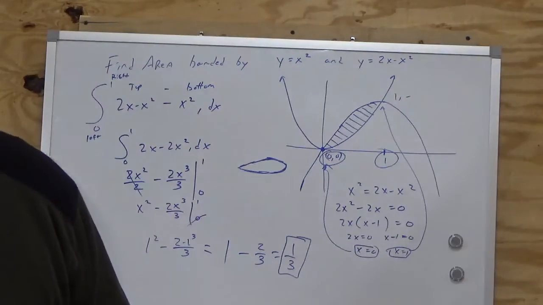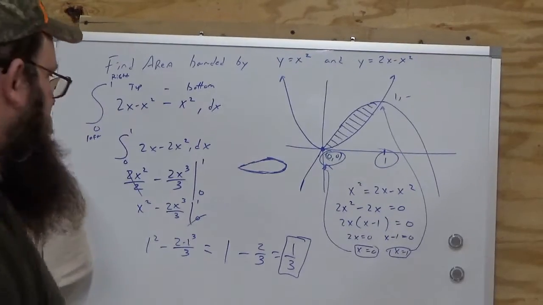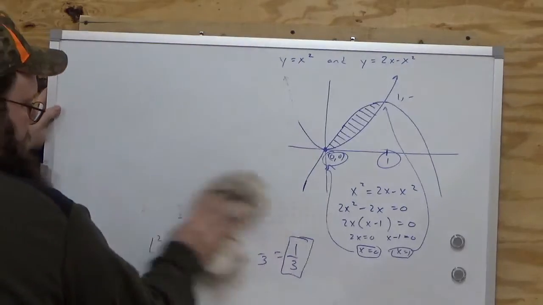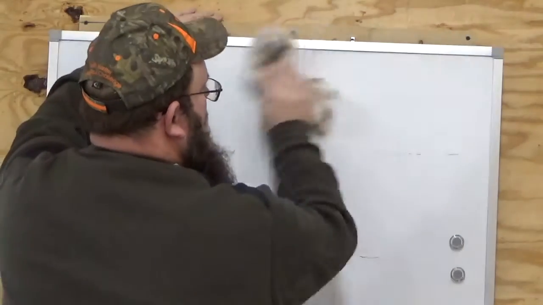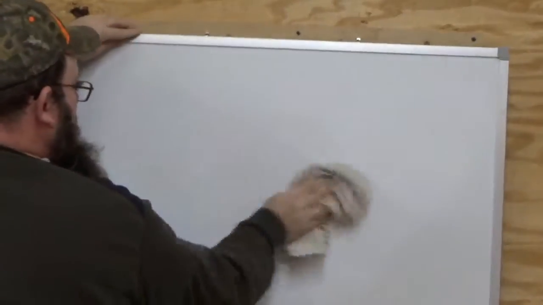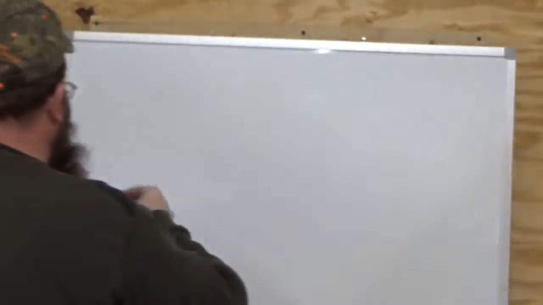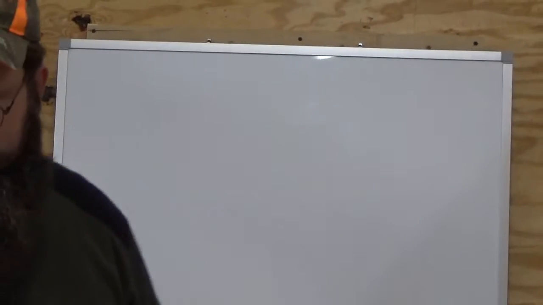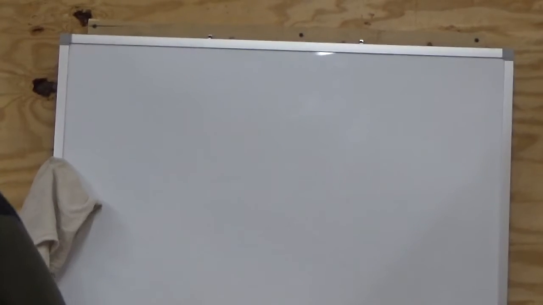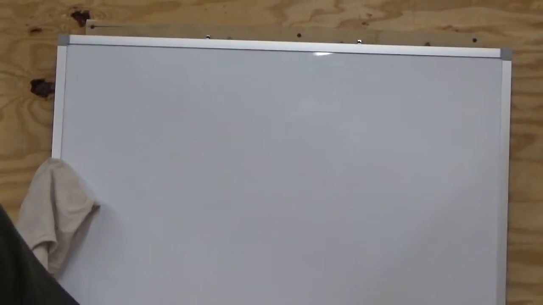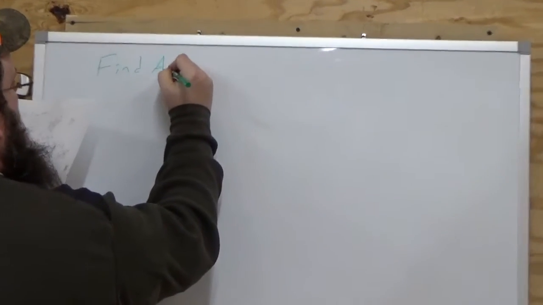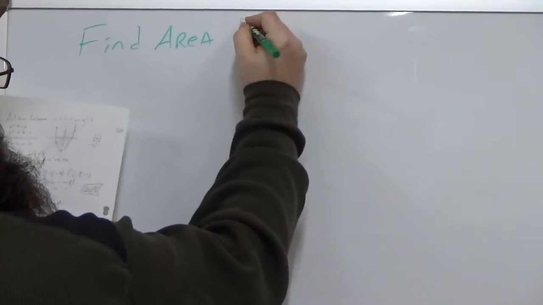Okay, so let's do another one. And we'll start this over. Let's do another shape. So we're going to find the area. Is the green coming through on camera okay?